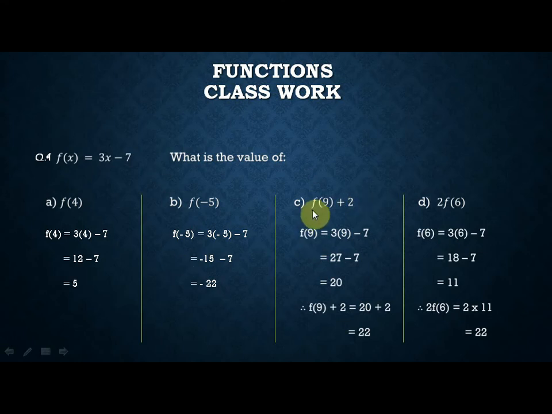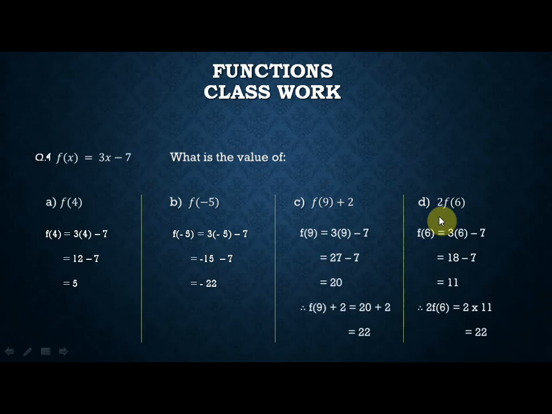Next is part c, f of 9 plus 2. So you simply put the value of x equal to 9. 3 times 9 minus 7, 27 minus 7, 20. Now this plus 2 is separate, so don't use this 2 as the value of x. This is a separate value. When you get the f of 9 answer, then add 2 to the answer. 20 plus 2 is 22.